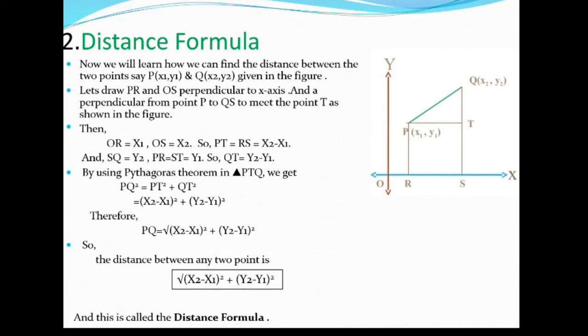The distance formula is root over (x2 minus x1) whole square plus (y2 minus y1) whole square. This distance formula can be used to find the distance between two given points whose coordinates are given.